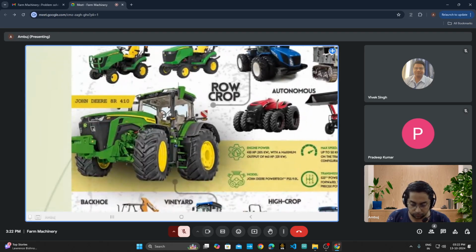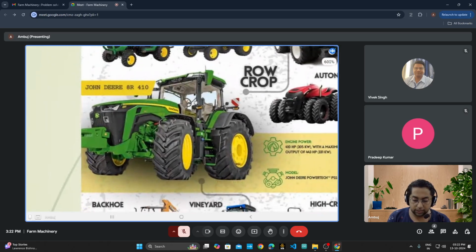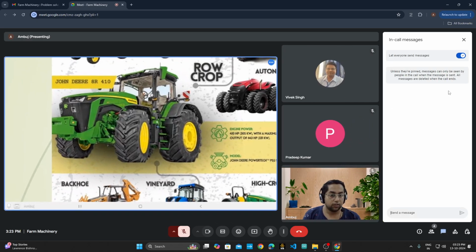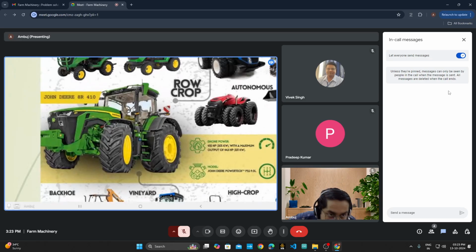Okay, then try to see here, there is this particular John Deere 8R410. Just a quick question for you. See this particular picture, John Deere 8R410, and do tell me whether it is a four-wheel drive tractor or a two-wheel drive tractor. What is your opinion regarding John Deere 8R410? Just tell me in the chat box. You can type. Is it a four-wheel drive or a two-wheel drive tractor? My question is this.